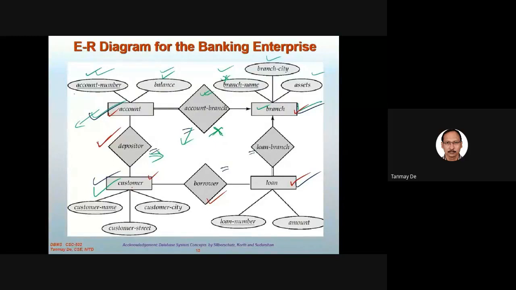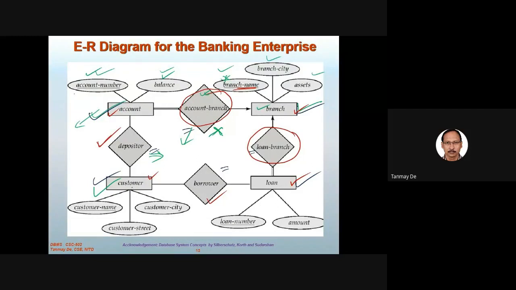But for loan-branch and for account-branch, no new relation is actually created, to remove the redundancy. Instead of a new relation for this relationship set, the primary key of one of them, that is branch name, is added to the account table or account relation.